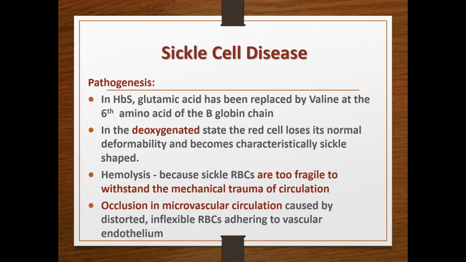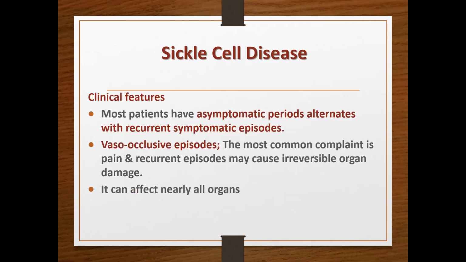It is characterized by the fact that in the deoxygenated state, the red blood cells lose their normal deformability and become sickle-shaped. These RBCs are too fragile. They cannot withstand the mechanical trauma of circulation, so they will cause occlusion in the microvascular circulation because they are distorted and inflexible RBCs that easily adhere to vascular endothelia.